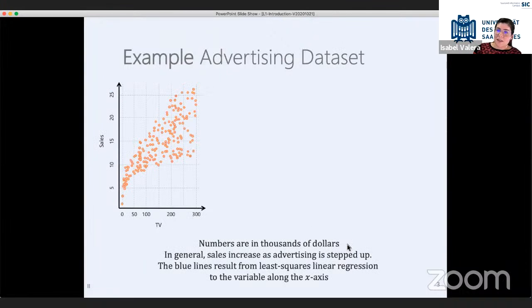Okay. In this example, the first thing that we can do is to plot each of these input features against the output in these 2D diagrams, where on the x-axis we have the investment in one of these advertisement media, and on the y-axis we have the sales. As you can see, there seems to be quite some dependence.